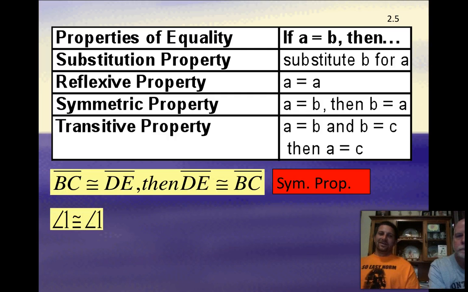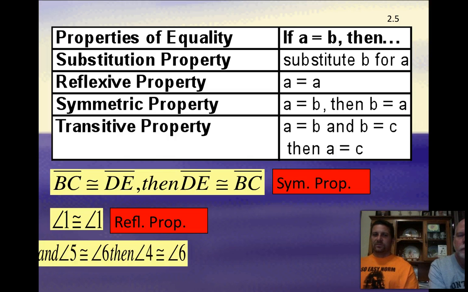Oh, hey, angle 1 is congruent to angle 1. I'm looking in the mirror and I see myself. So that's got to be the reflexive property. Pretty easy one. A reflection basically going on.